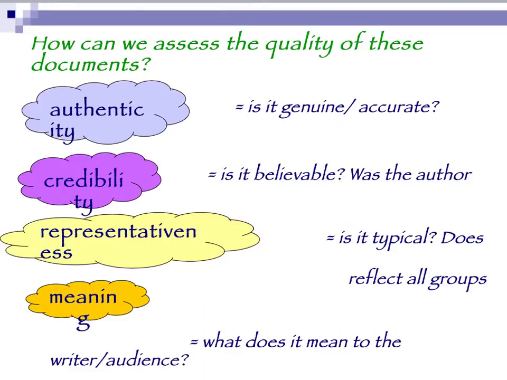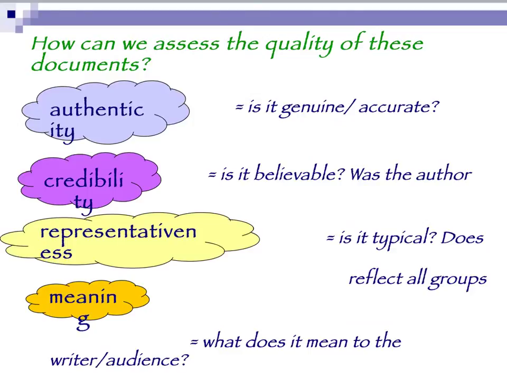So how can we actually assess the quality of these documents? And again, apologies, the formatting has gone a bit funny on this. Well, there are 4 kinds of tests. There is authenticity. Okay, and authenticity simply means, is it genuine or accurate? Is it the real thing, and is it painting an accurate picture of what happened? So a diary may well be genuine, but it might not actually be accurately interpreting what actually happened.